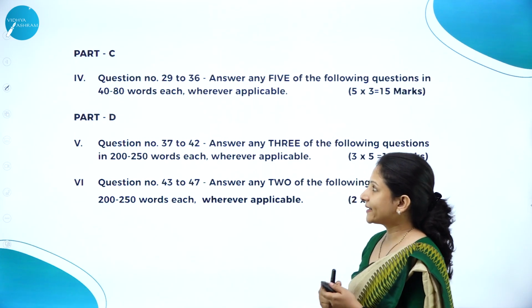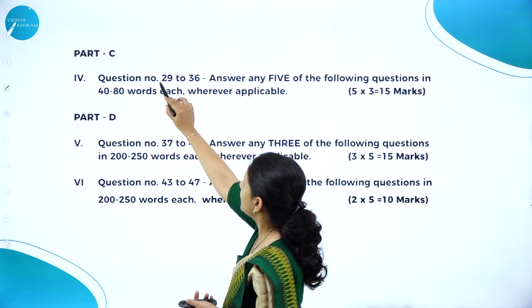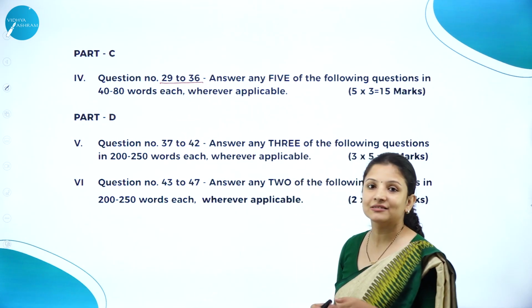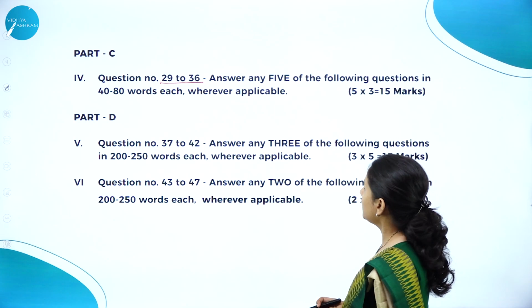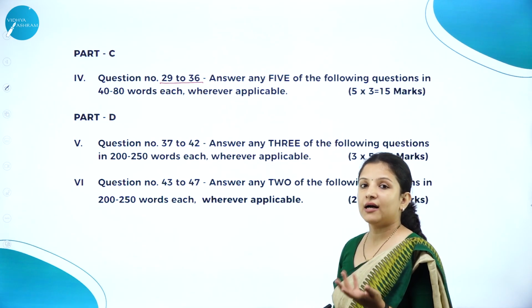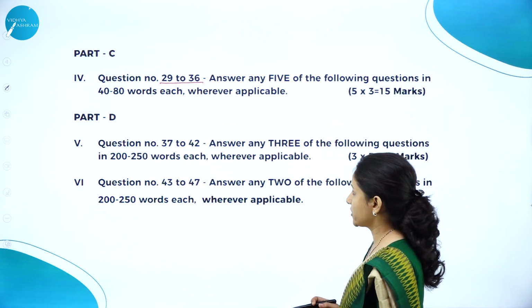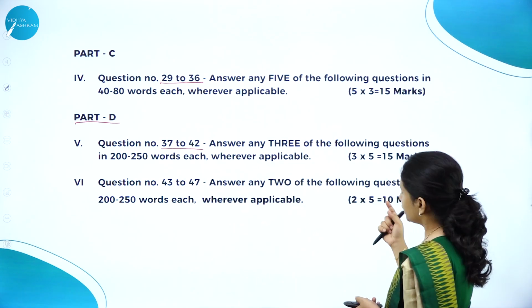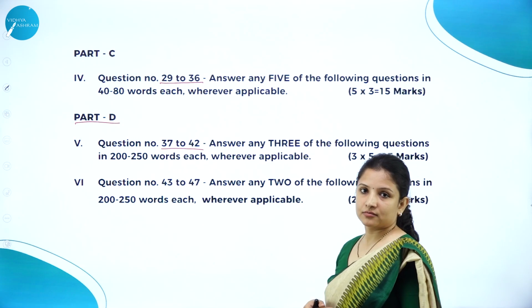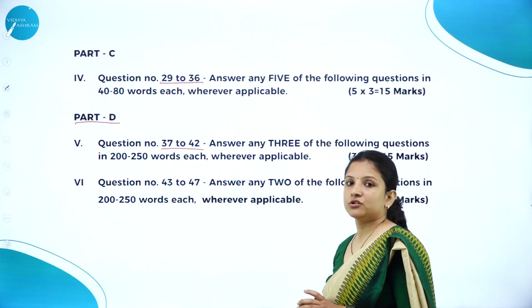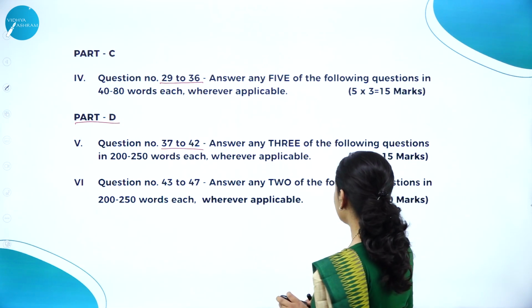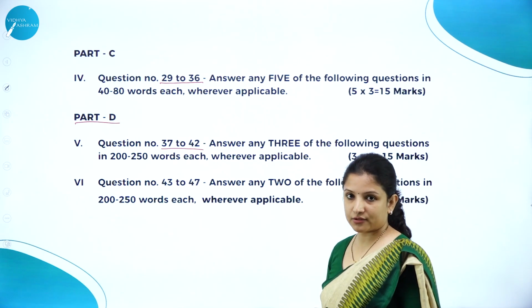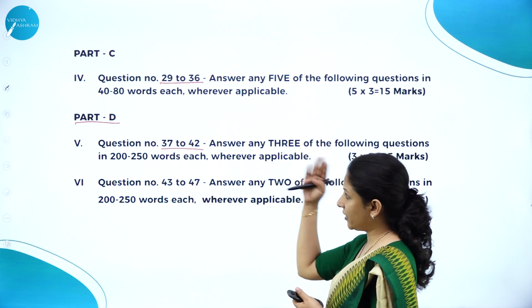Next, moving on to part C. Here question number 29 to 36. Here again it is 3 marks question, wherein again 8 will be given. You have to answer any 5. It is 3 marks question. Next, part D, question number 37 to 42. Here answer any 3. 6 will be given. You have to answer any 3 out of it, which will fetch you 5 marks. So it is 5 marks questions that will come under part D.